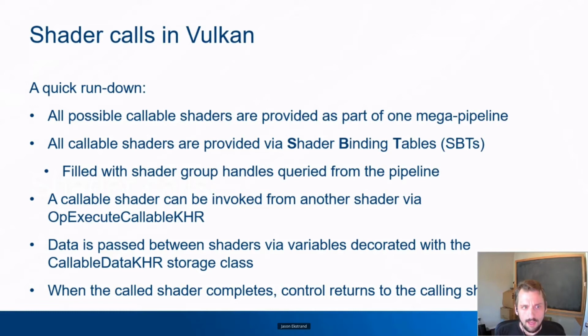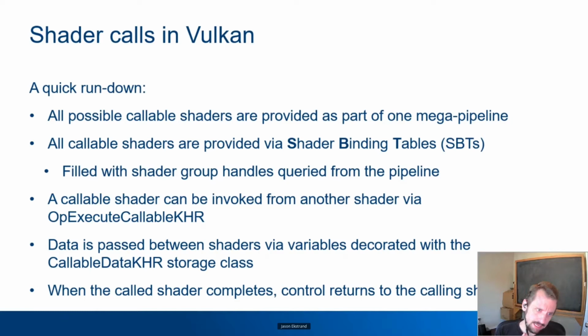When you go to do a Vulkan ray tracing dispatch, all the callable shaders that are going to be used for that entire dispatch operation are provided via a set of shader binding tables, or SBTs. This binding table is a chunk of GPU visible memory that has been filled out with shader group handles, which are queried from the pipeline. So you have your callable shaders, they come in groups, and then you query these handles, which is some 32 bytes of data, and then you fill out the shader binding table with that data. And the handles are what the hardware actually uses to figure out which one of the bazillion shaders you have to go ahead and call.